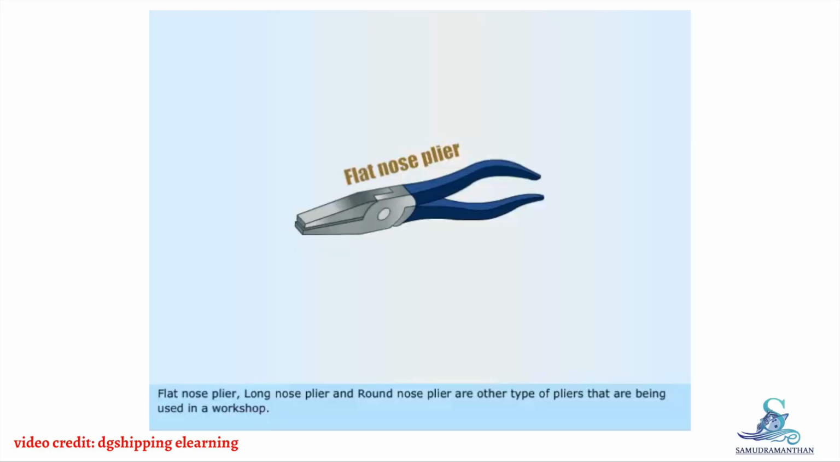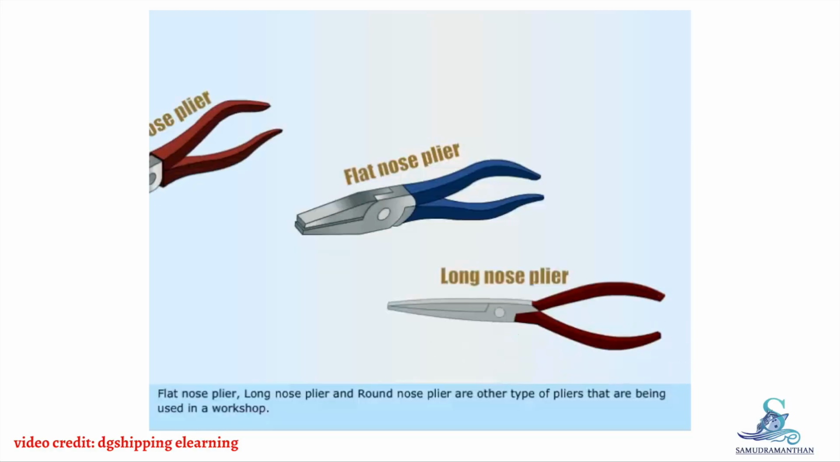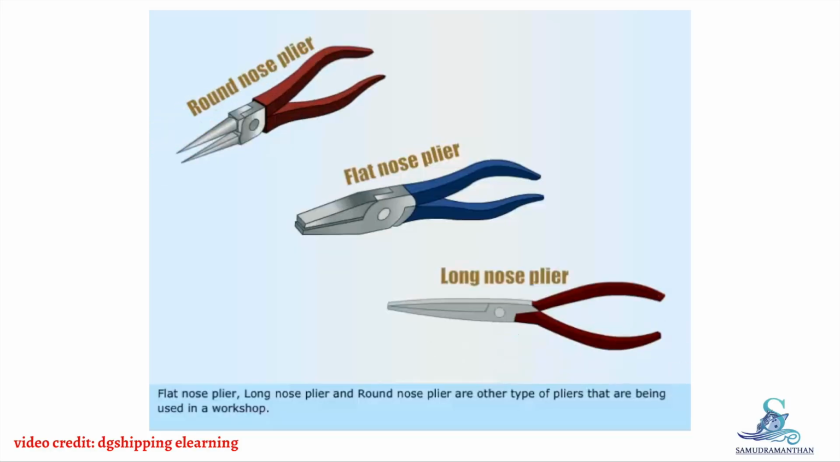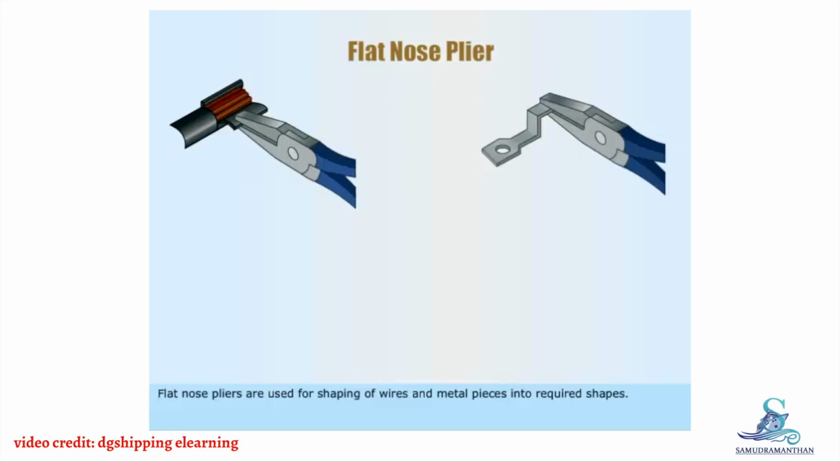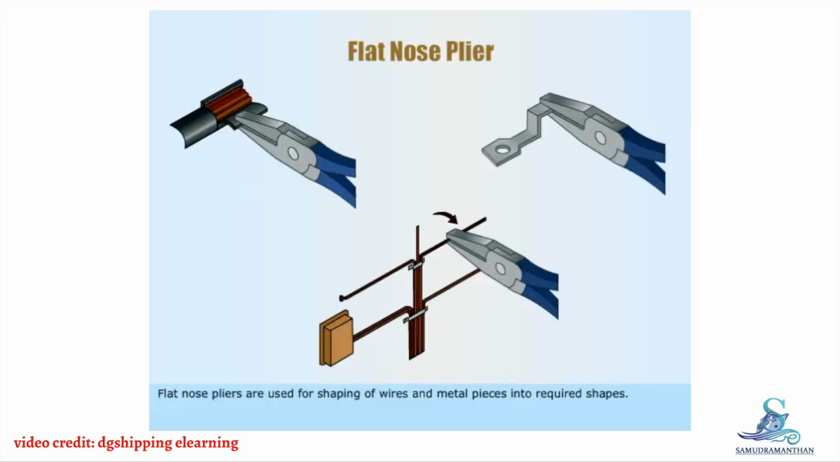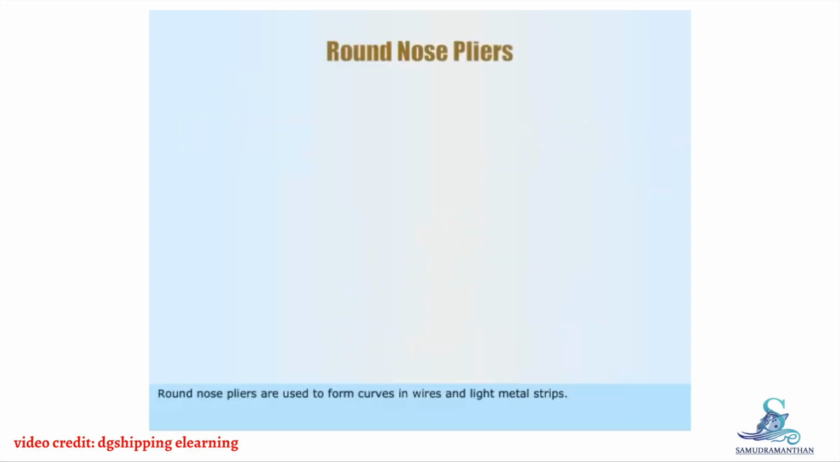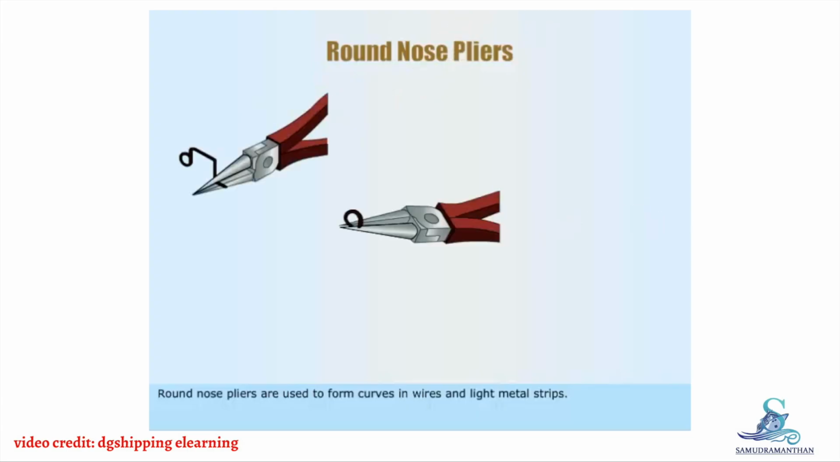Flat nose plier, long nose plier, and round nose plier are other types of pliers that are being used in a workshop. Flat nose pliers are used for shaping of wires and metal pieces into required shapes. Round nose pliers are used to form curves in wires and light metal strips.